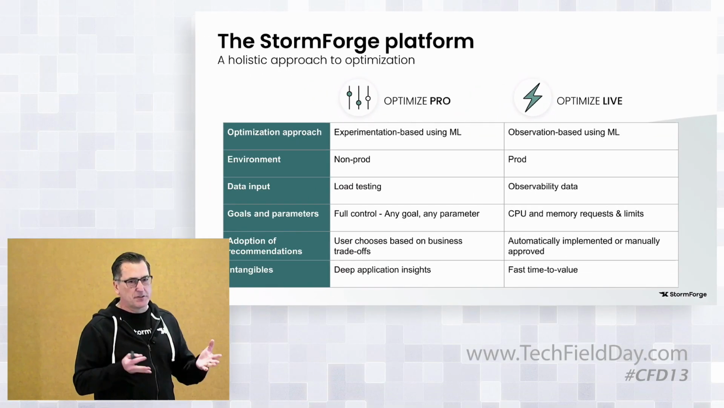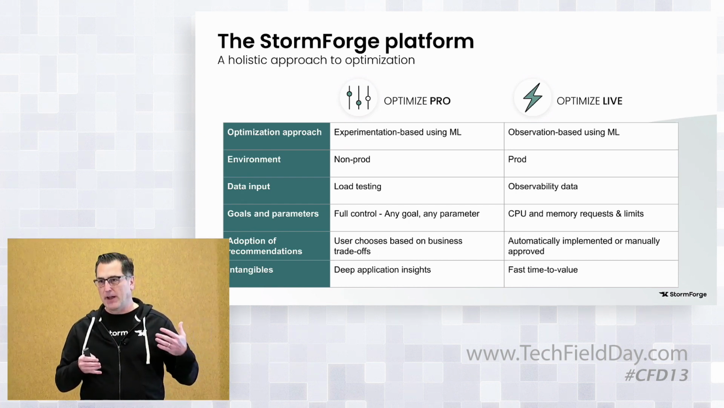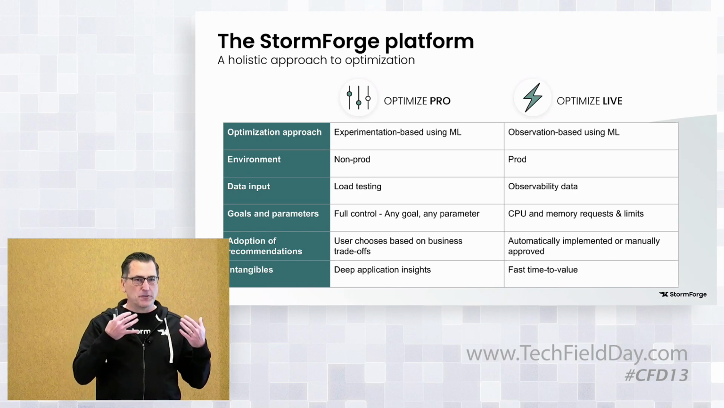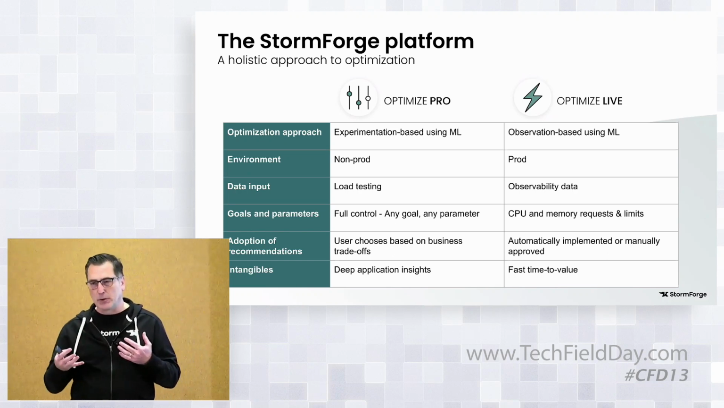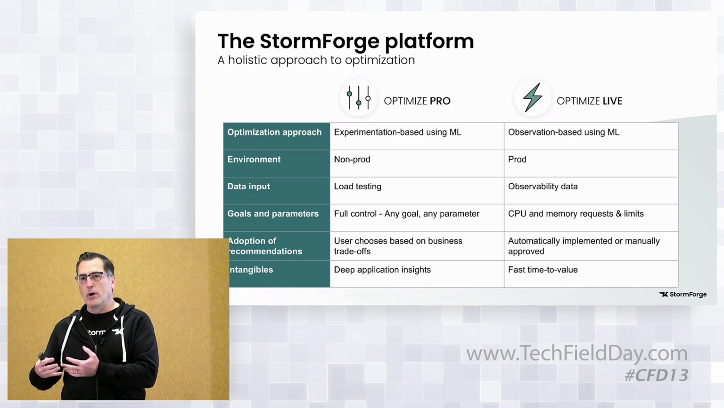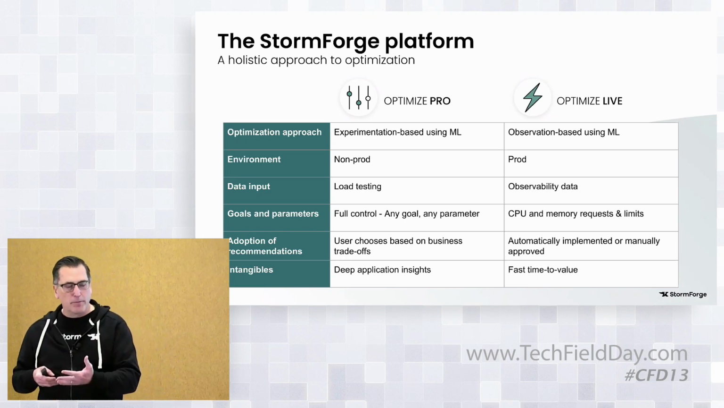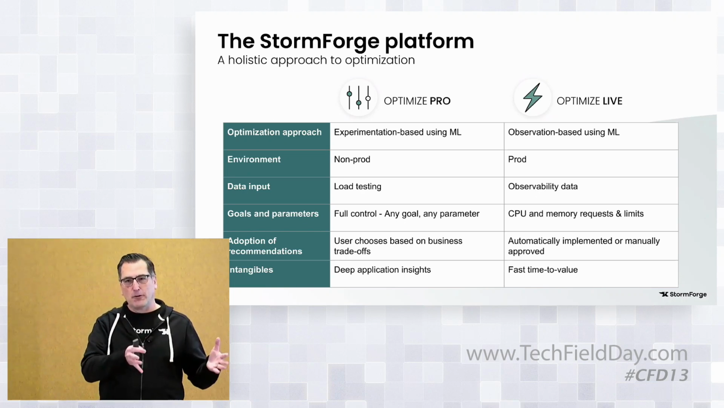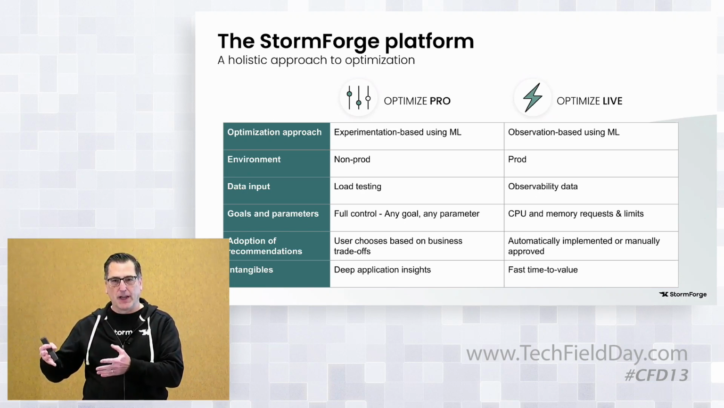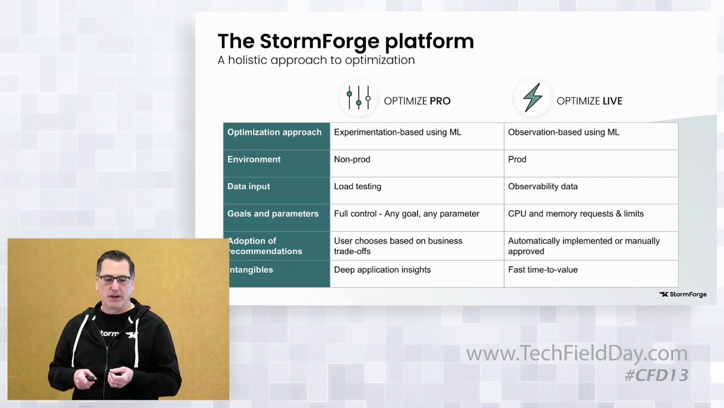The way we see customers using these two is, Optimize Pro is probably something you look at for your top 20% of applications, the ones that are the most complex, the most mission critical, the ones where you want to invest the time and effort before you deploy to make sure they're optimized and running efficiently. Optimize Live you would still use on those, but also on the other 80% of the apps, because it's very easy to do. You're going to get gains out of it very, very easily.